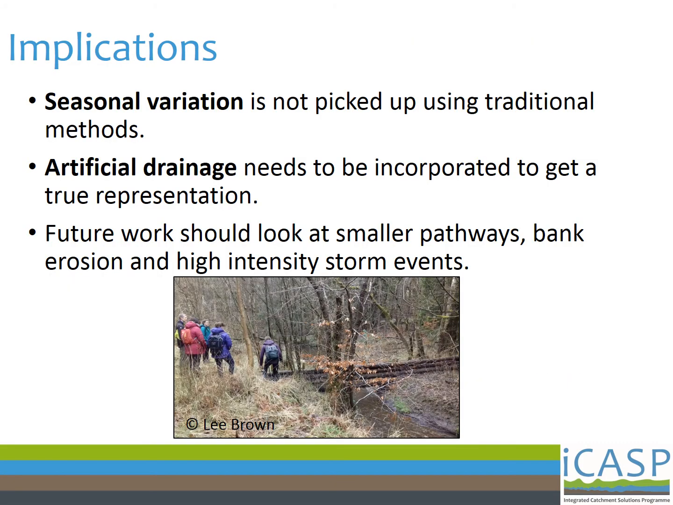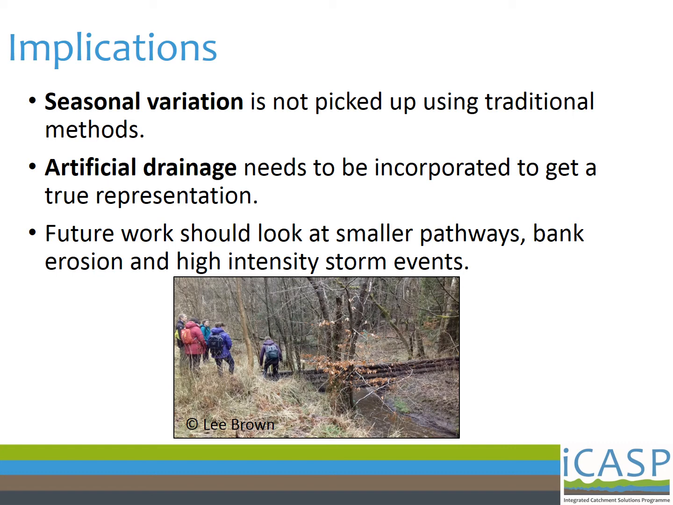By updating the data that we use, by using higher resolution Earth observation, and changing our DEM to represent what we truly see in the field, we can start to have better, more tailored management. Seasonal variation is not often picked up using traditional methods, as shown by the different DEMs that we showed earlier. The artificial drainage really needs to be incorporated to get a true representation.